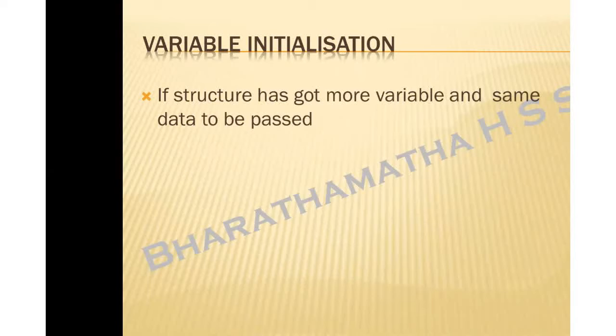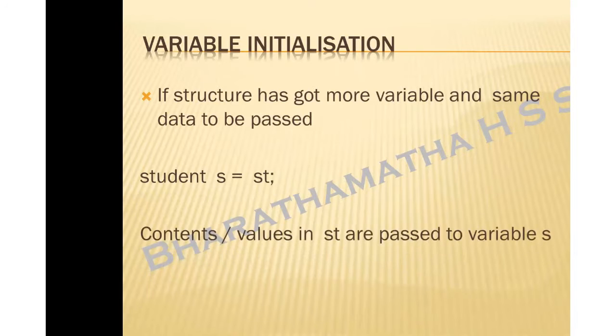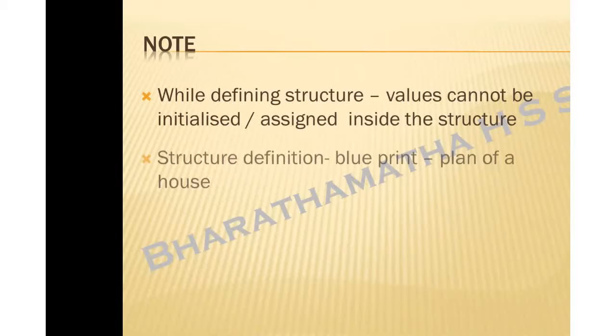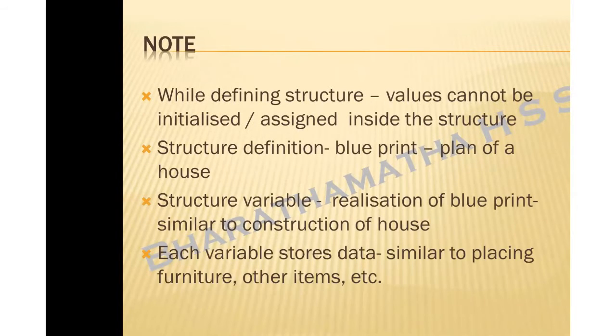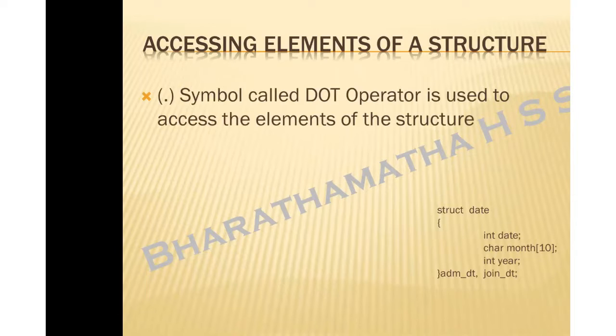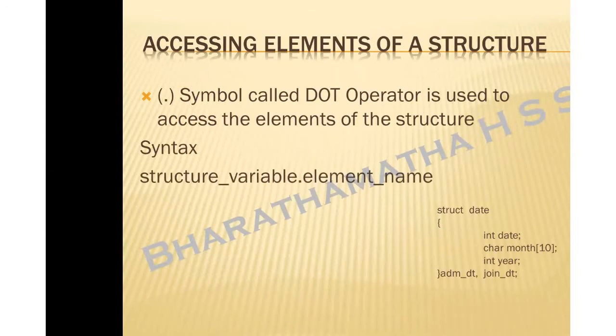Like with static variables, as you have learned in your +1, you can initialize the values at the time of declaration. Certain rules are to be followed here very strictly. Following that, you can initialize the values for your structure. After initializing, you have to access the elements of the structure. To access the elements of a structure, you will be using the dot operator.